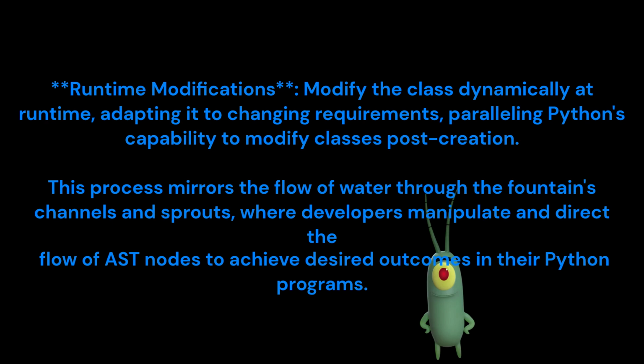Runtime modifications. Modify the class dynamically at runtime, adapting it to changing requirements, paralleling Python's capability to modify classes post-creation. This process mirrors the flow of water through the fountains, channels, and spouts, where developers manipulate and direct the flow of AST nodes to achieve desired outcomes in their Python programs.